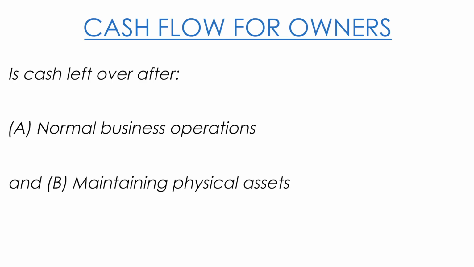But for now, all you really need to understand is that cash flow for owners is basically all of the cash flow produced by the business that's left over after normal business operations and also after maintaining physical assets. So after maintaining machinery and buildings and land and that sort of thing.